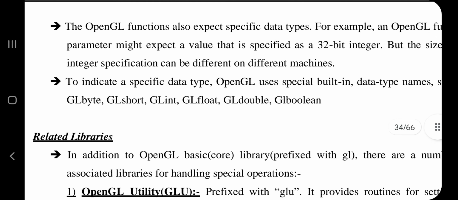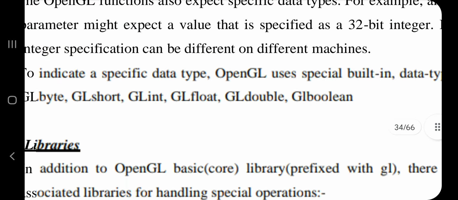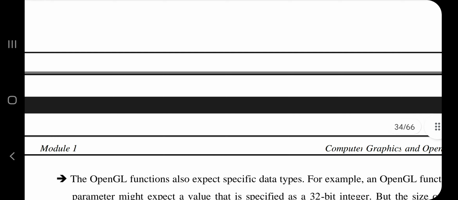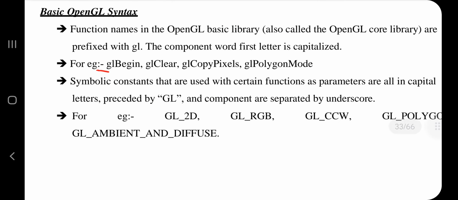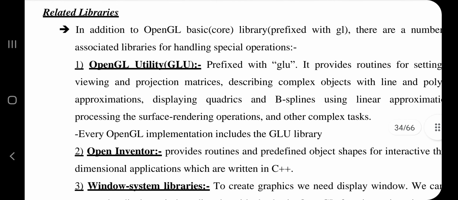As well as, instead of int and float, we will be writing GLint, GLfloat. That also you have to mention. Since int and float are like constants, you will have capital GL there. And glBegin and glEnd are functions, so you will have small gl in the starting part. Okay, then we have the related libraries.